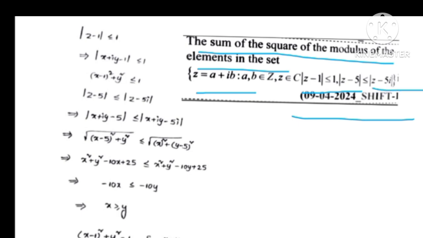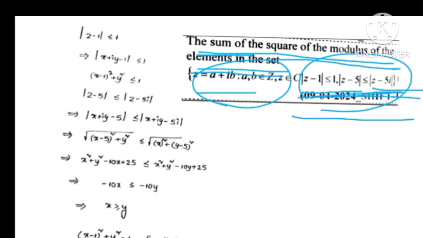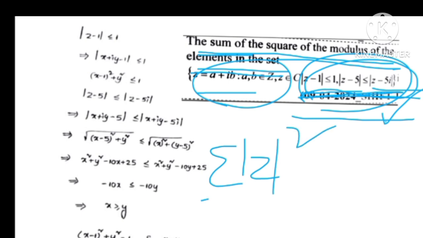Okay, so the question, what is given in the question, what we have to find? The sum of the squares of the modulus of the elements of the set. So here I am taking the complex numbers which satisfy this condition. First I am finding all the complex numbers that satisfy these conditions, and then we are doing the sum of the square of the modulus values, that is sigma mod z square, sum of the squares of the modulus values.